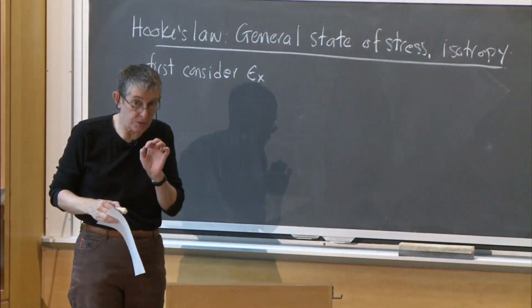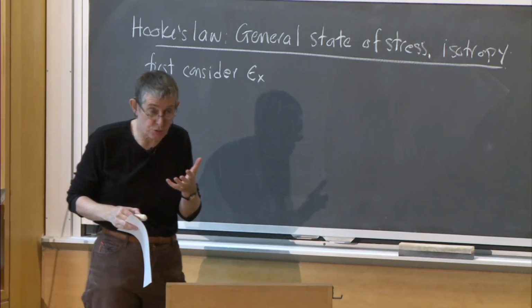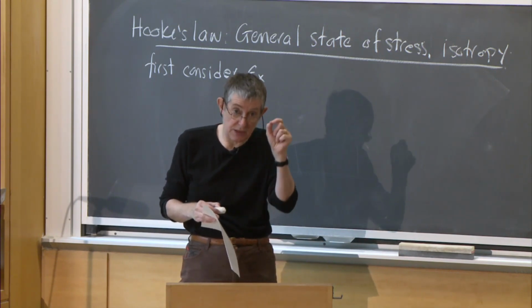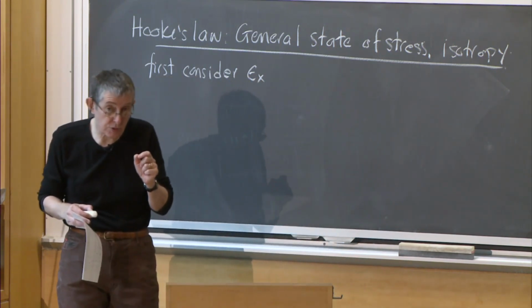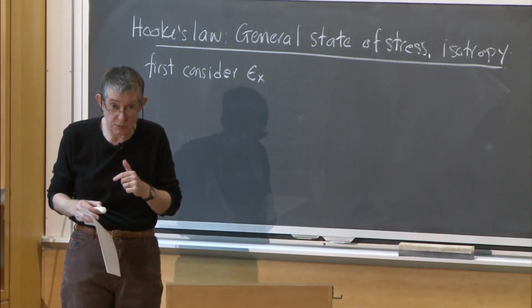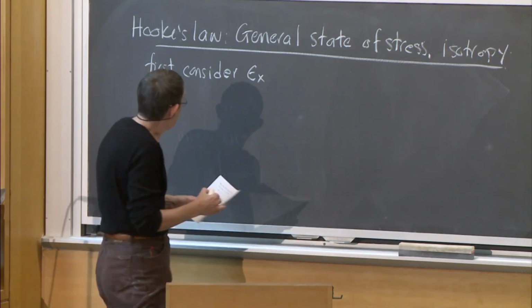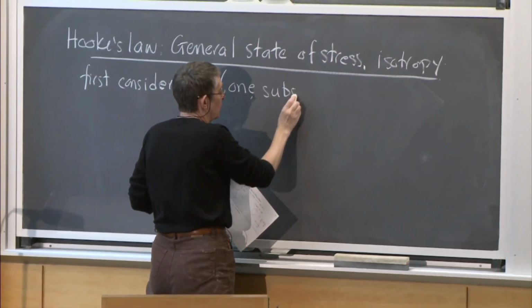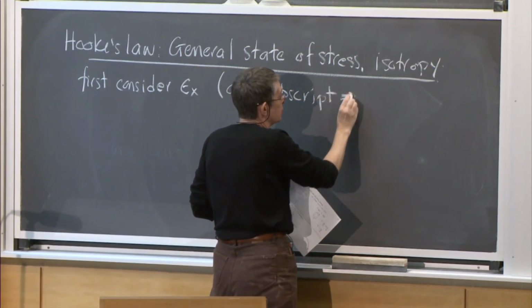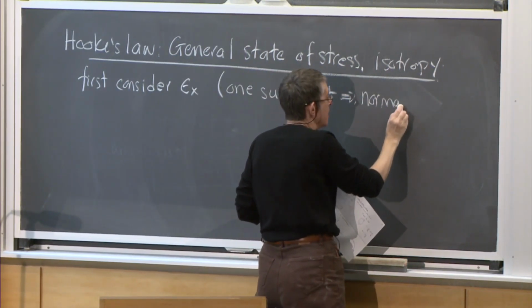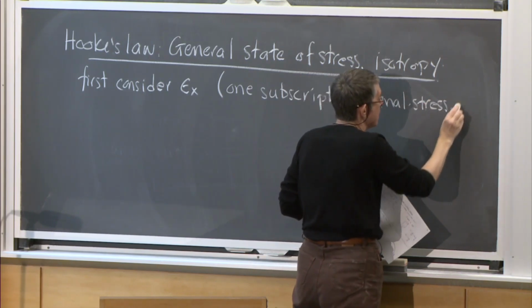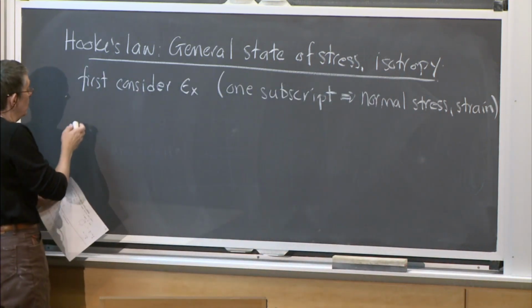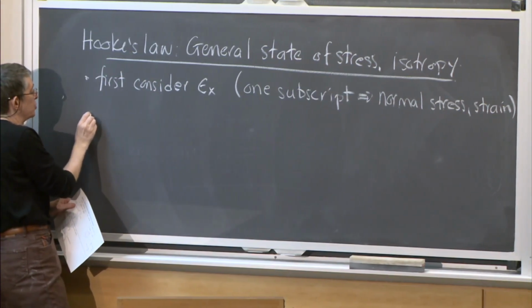There's a convention that when we have normal stresses and strains, when I set it up originally, we had two subscripts, like sigma xx, because it was Fx over Ax. But if it's normal stresses and strains, people often just write one subscript. So instead of writing xx, they just write x. So say we have epsilon x. Let me just say here, one subscript implies normal stresses and strains. OK, so let's say we first just apply a stress in the x direction.